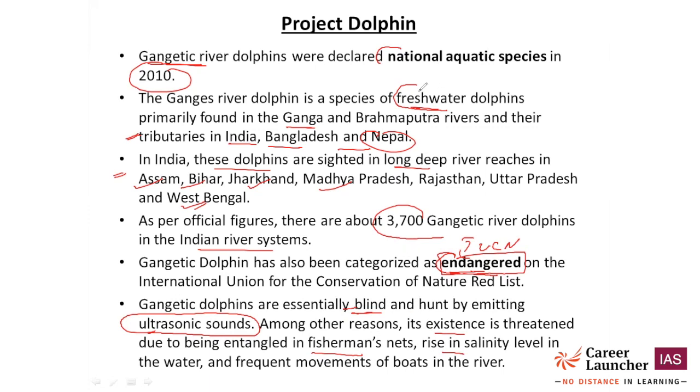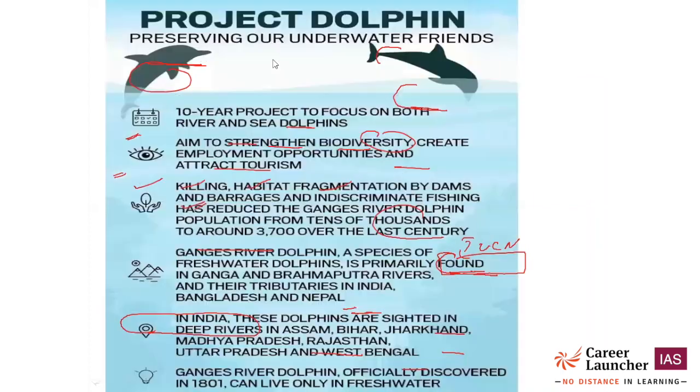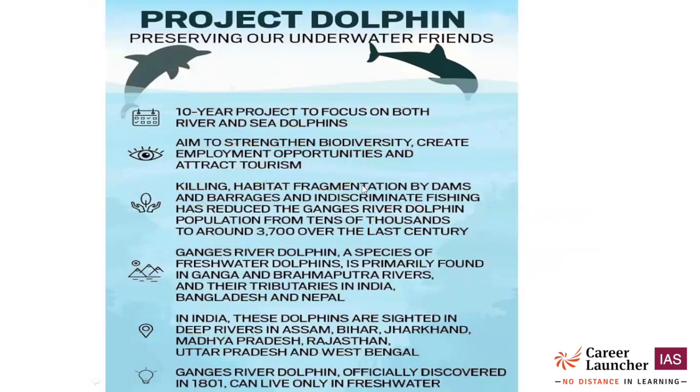So if impurities in river water increase, salinity will increase, so the survival of this species will become difficult in the water, and also because of frequent movement of boats in the rivers. This species requires a very calm environment for their survival. So continuous movement of boats and people is the reason behind their population declining. Okay, so these are some important points about the dolphin.